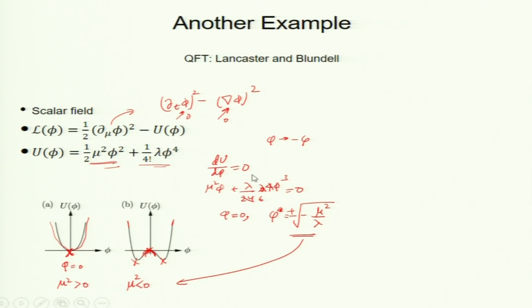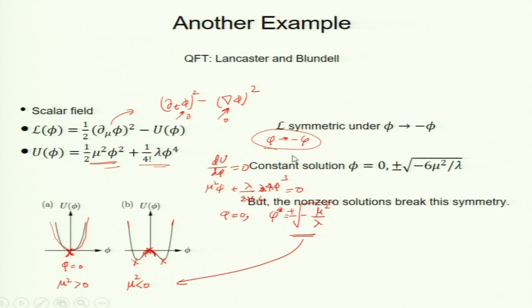So, what does this example tell us? My Lagrangian is symmetric under phi going to minus phi, but my solution is not. Okay. But this is again a discrete symmetry, you are changing the sign. Okay. Now, let us look at continuous symmetry.